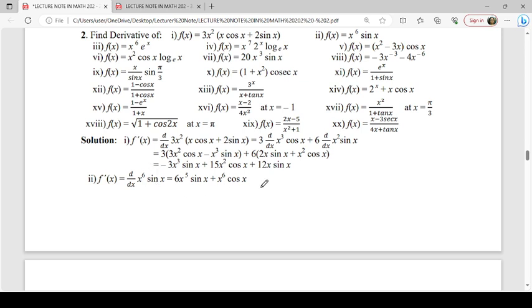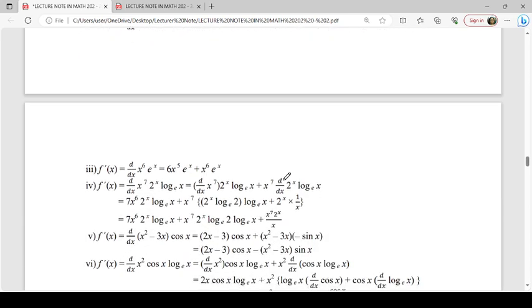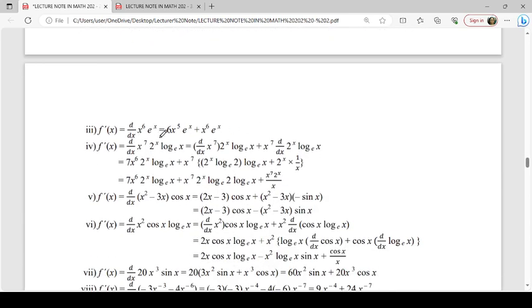So again it is the product formula, so x to the power 6 into sin x. Next, this is also the product formula, it is this e to the power x, so d/dx of e to the power x is the same, e to the power x. So this is 6 into x to the power 5, and next e to the power x remains the same. Then x to the power 7 to the power x, so here 3 functions are there, 3 products.